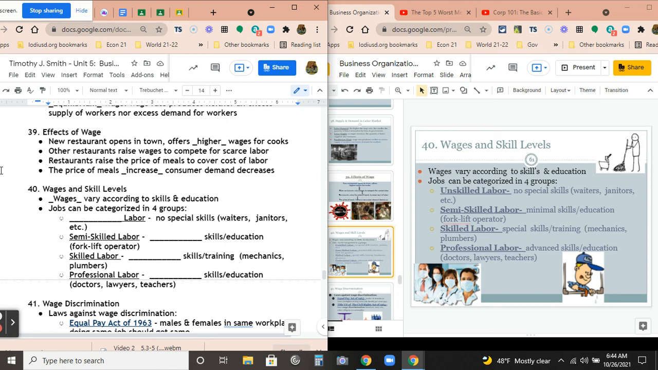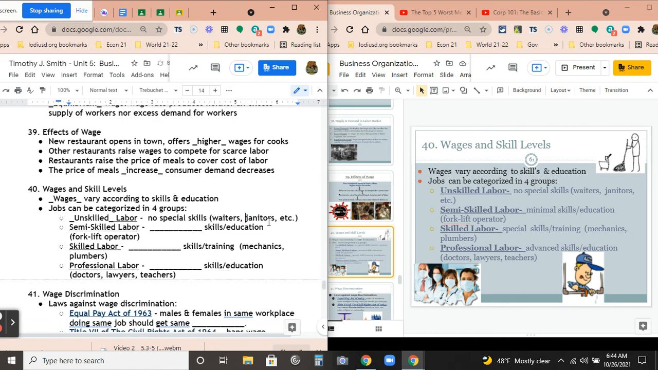But economically speaking, the labor workforce is divided into four categories: unskilled labor. These are people with no special skills required, other than the ability to learn, follow directions, and improve. All right. Then you got semi-skilled labor, which requires minimal skills and education.